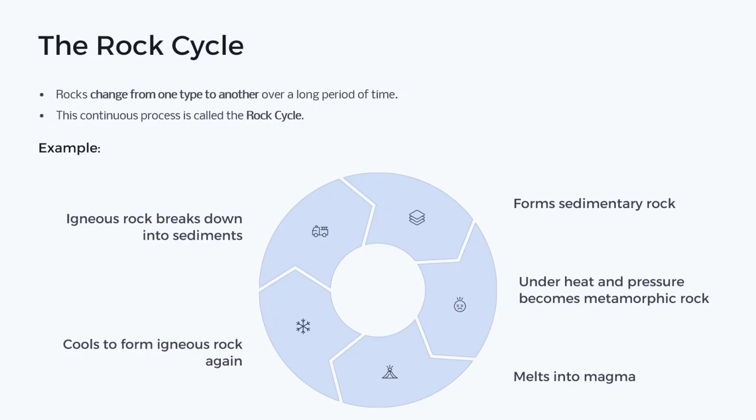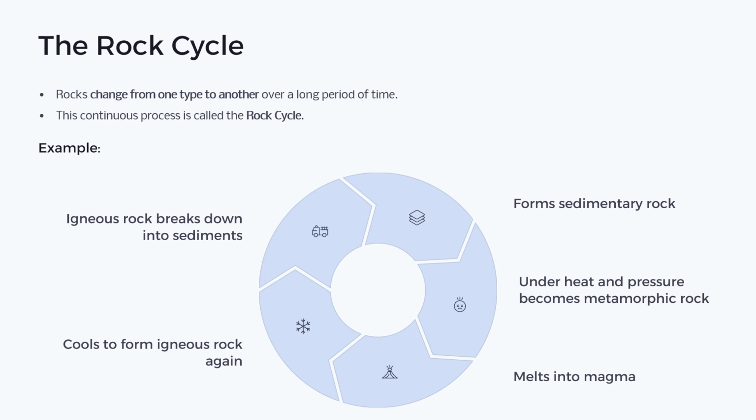Next we will study the rock cycle. What is this rock cycle? The rock cycle shows how rocks keep changing from one type to another over a period of time. Rocks change from one type to another over a longer period of time. This continuous process is called the rock cycle.